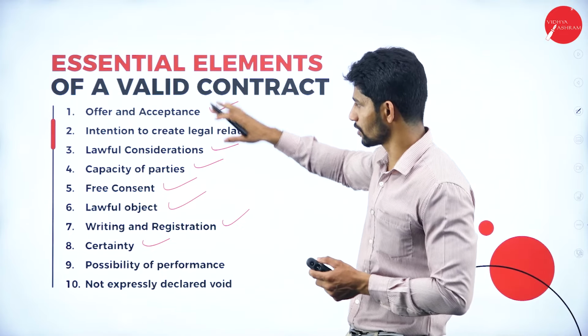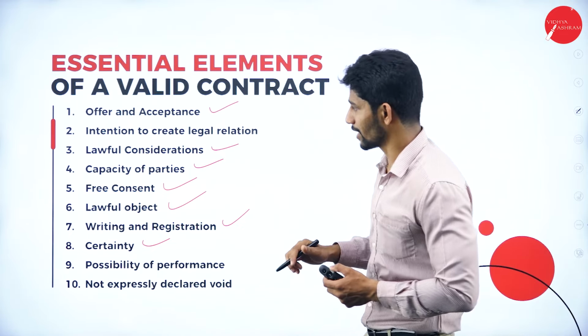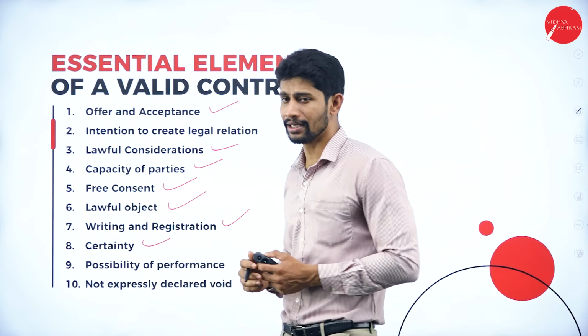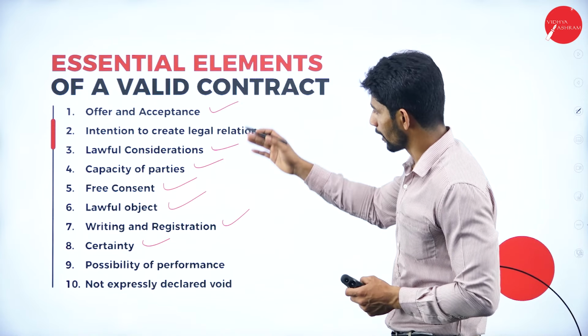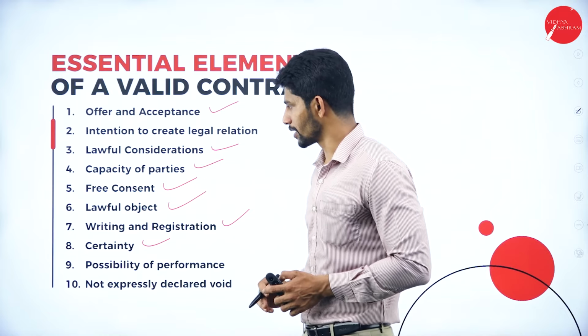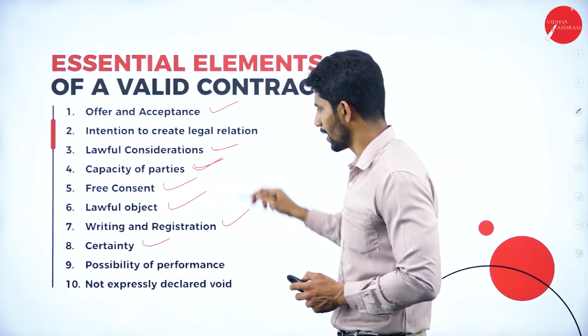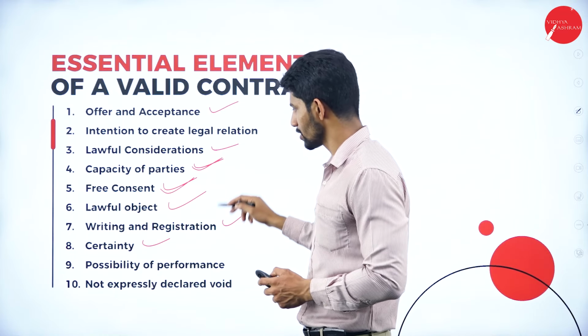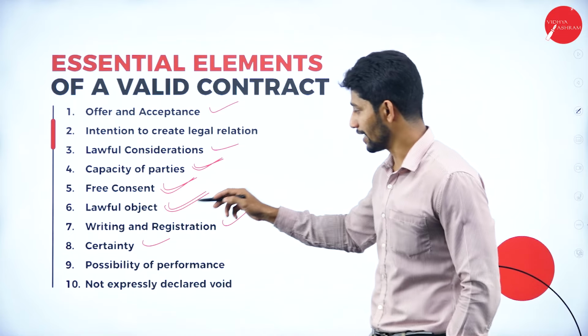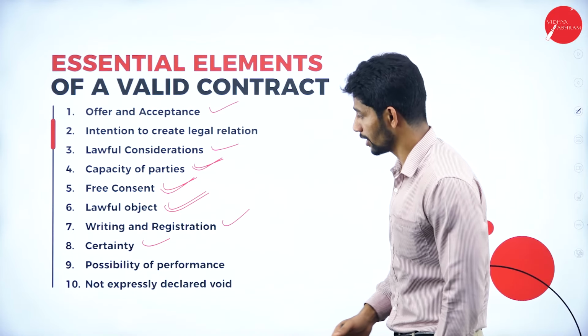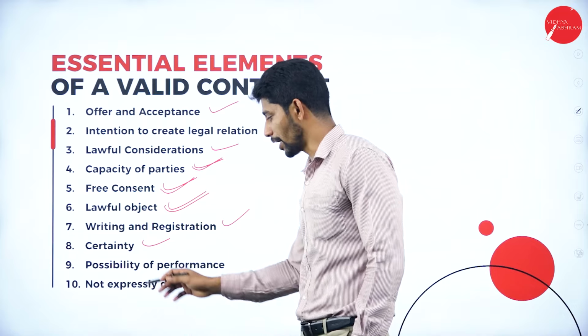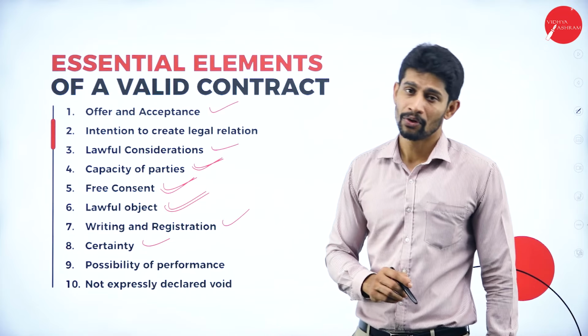So the first element is offer and acceptance. Second one is intention to create a legal obligation or relation. Next, lawful consideration, capacity of parties. Next, free consent, lawful object, writing and registration, certainty, possibility of performance, and not expressly declared void.